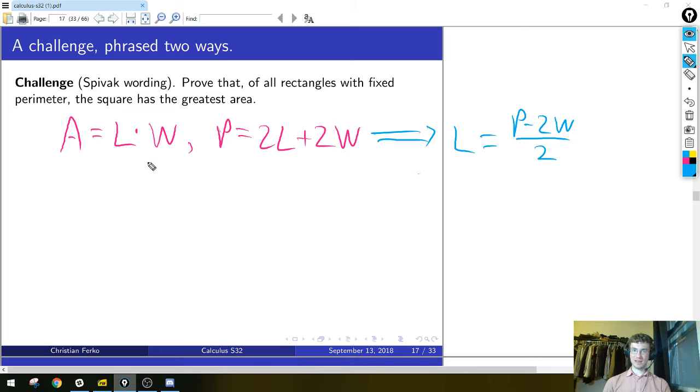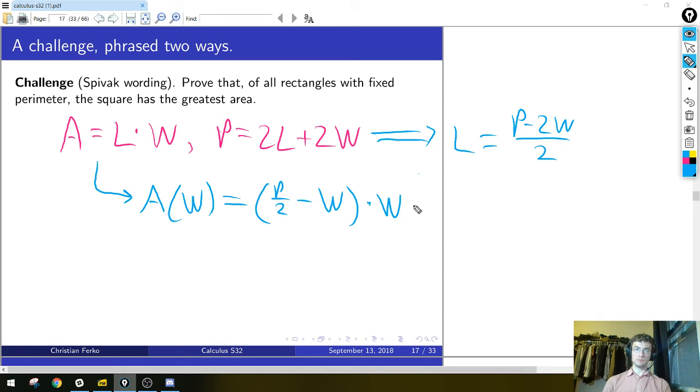So that's L. Let's put that into A, which is good because now A is only a function of one variable, W, because we're getting rid of L, right? So A as a function of W is L, which is this expression. I'm going to split the fraction because I want to. So that's P over 2 minus W, all times W. Or perhaps more conveniently, that's going to be the constant P over 2 times W minus W squared. So I'm just rewriting that. Okay, good. So we're in good shape now.